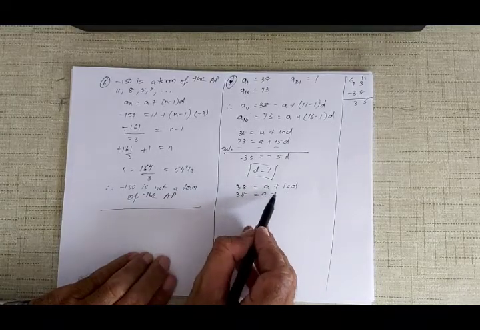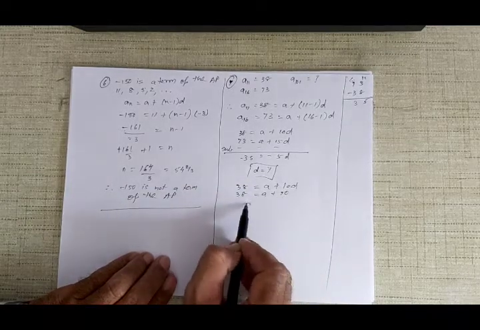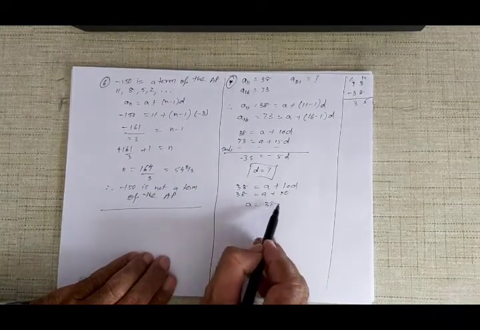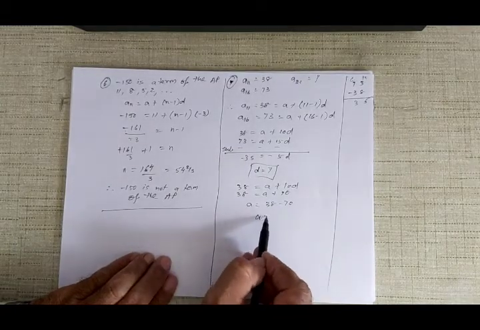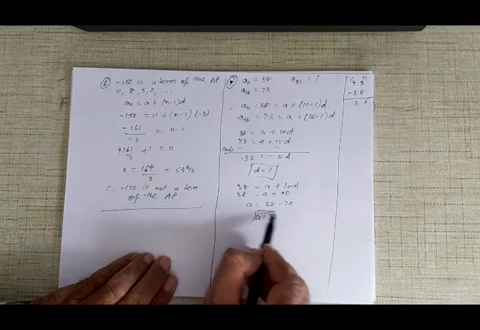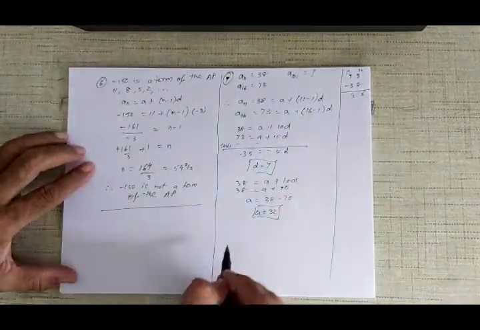38 इज इक्वल टू a प्लस 10 इंटू d. d इज 7, तो ये 70 हो गया. सो a is 38 minus 70. Okay, so 32. Therefore a is equal to 32. अब a और d आ गया, तो हमको a of 31 निकालना है.